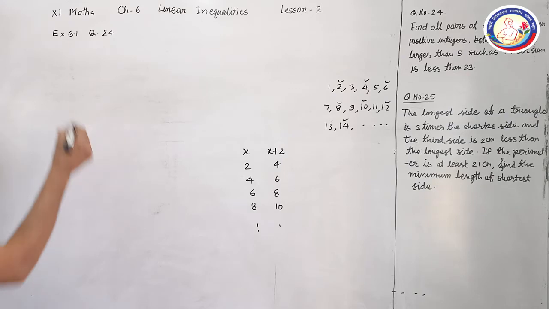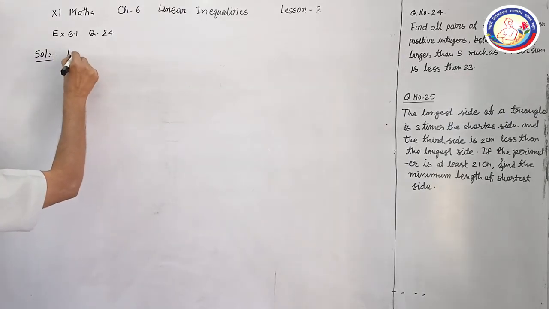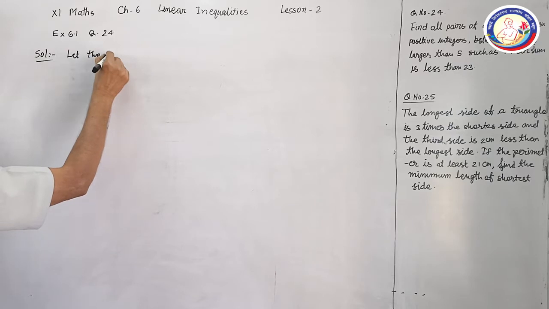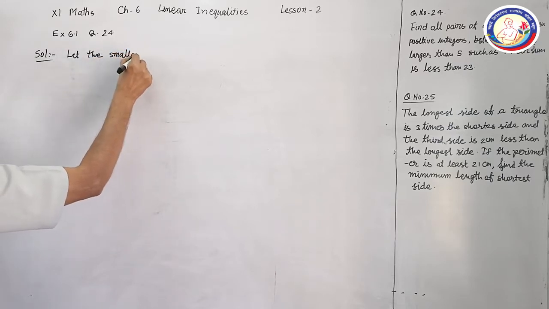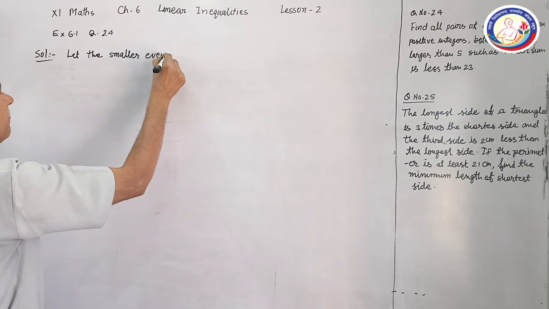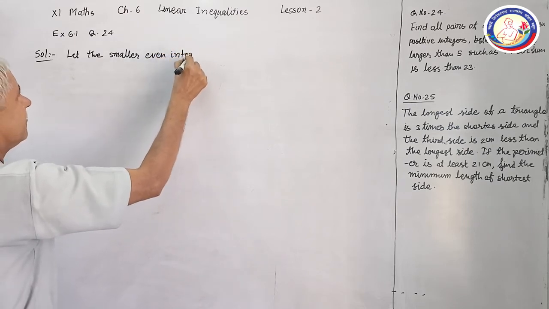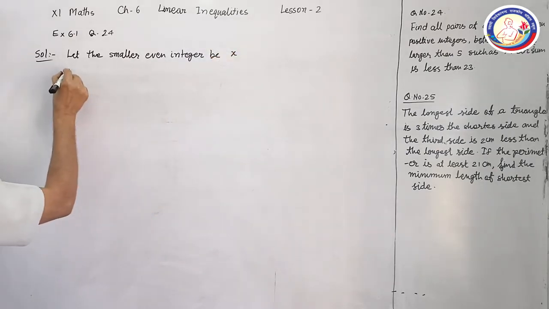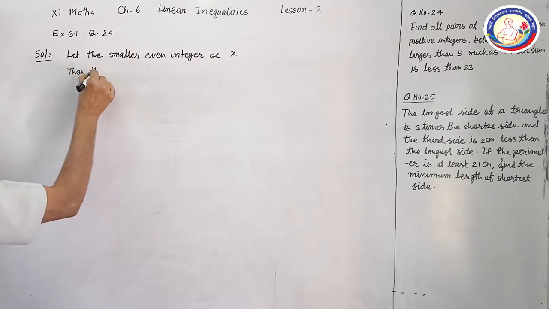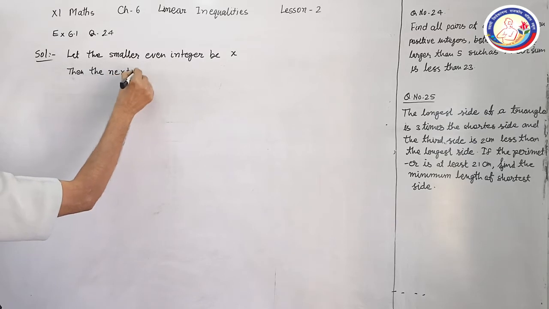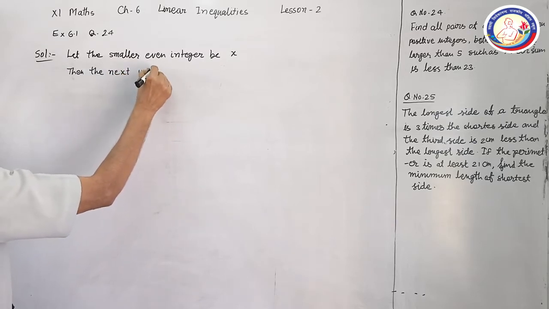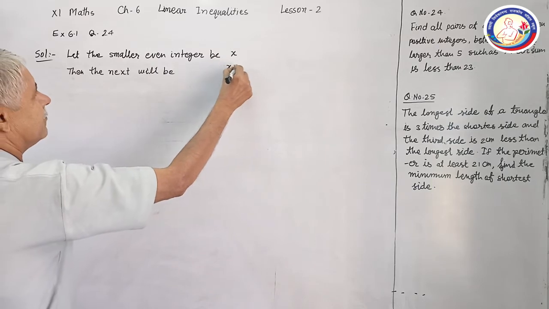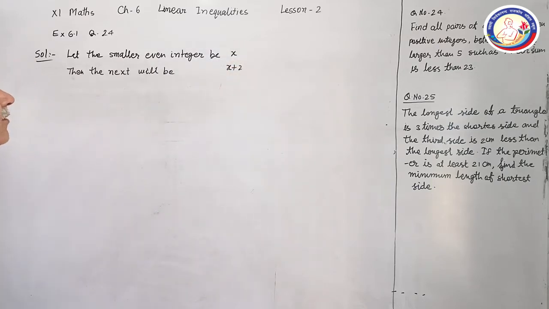So I start this. Let the smaller even integer be x. Then the next will be x plus 2, because the difference between two consecutive even numbers is 2.